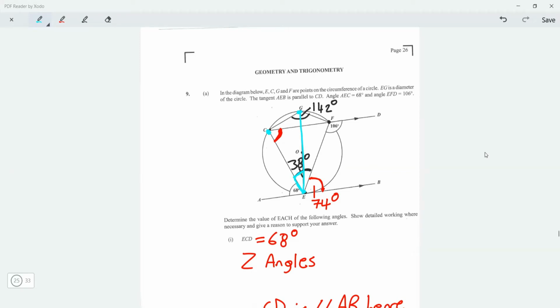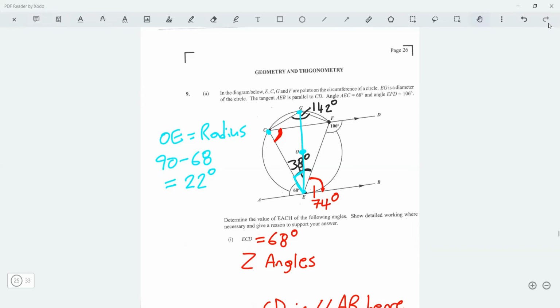If this is the angle that they want, what do we know? We know the angle between a tangent and a radius, because remember OE is a radius, is 90. So since the angle between tangent and radius is 90, this little piece right here is going to be 90 minus 68. 90 minus 68 is 22 degrees. That's what we do know. So that is 22 degrees.